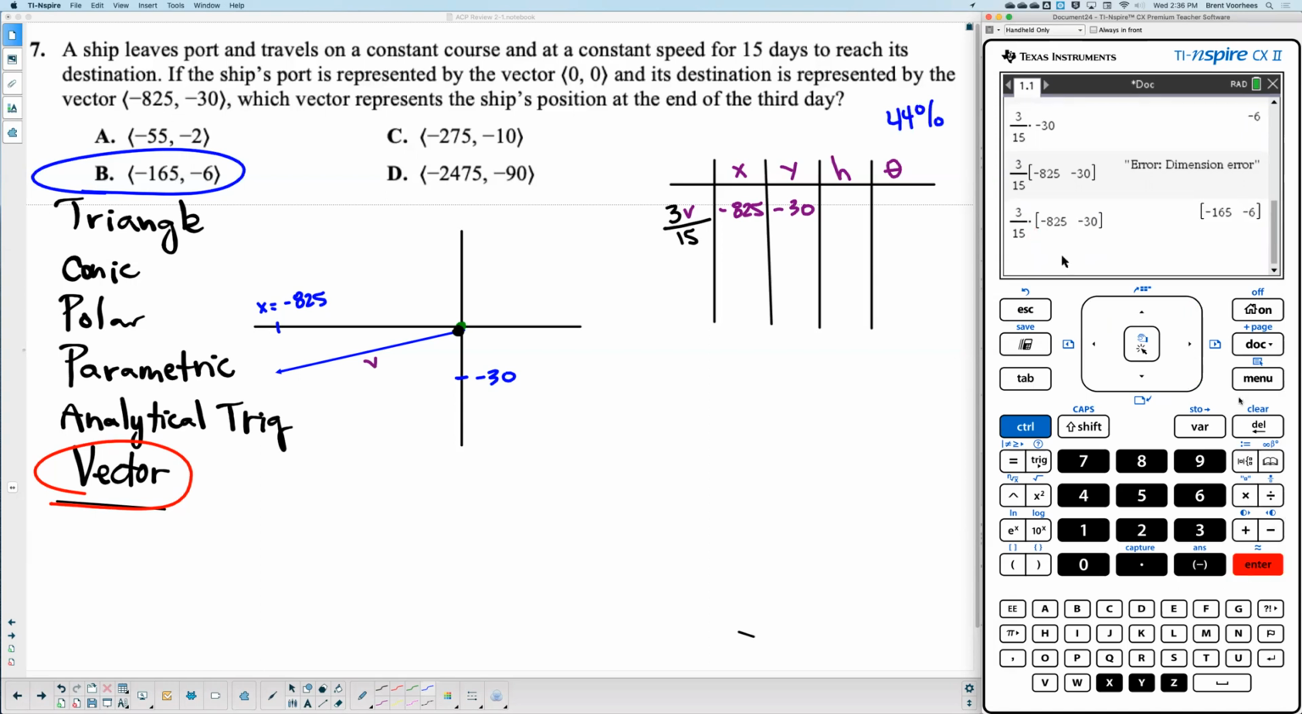Notice how quick and easy that was. It's even easier. So vectors, I use the calculator control left parenthesis. If you want to do your math, you just distribute through. It's really easy itself. But that's how you would get that. All right, that was number 7.